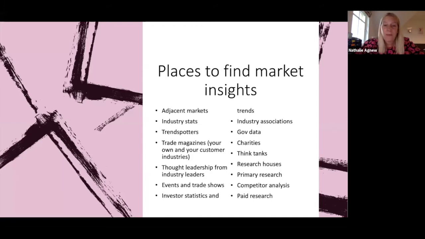Trade magazines, really useful. So it could be your own industry. So for me, I work in PR and I want to understand from PR Week what people are saying is going to be changing in my industry. But then we also do a lot of work in the food and drink sector. So at the same time, I'm also reading The Grocer and I'm trying to understand food and drink trends so that I can react to those as well. And if you can combine your own industry and the industries of your customer, if that's something different, that's going to give you real market insight.